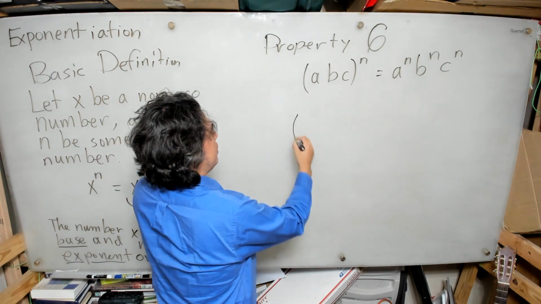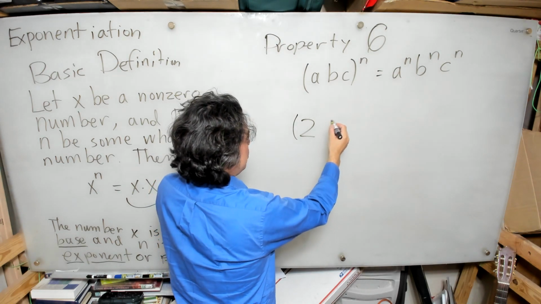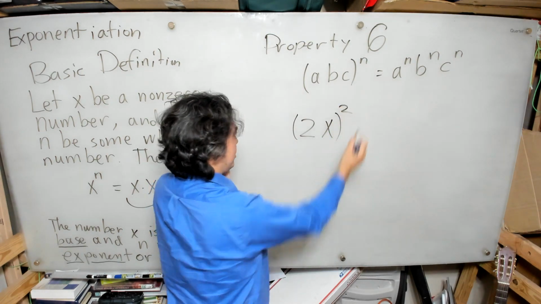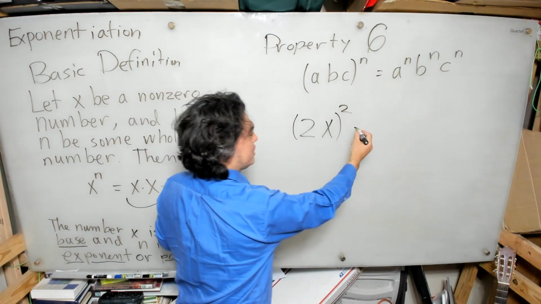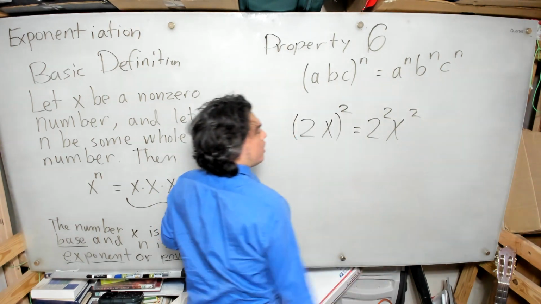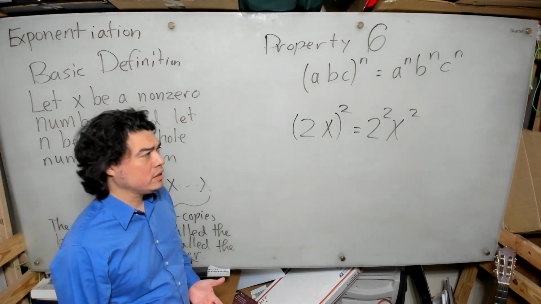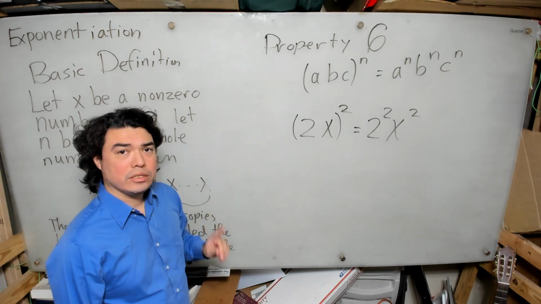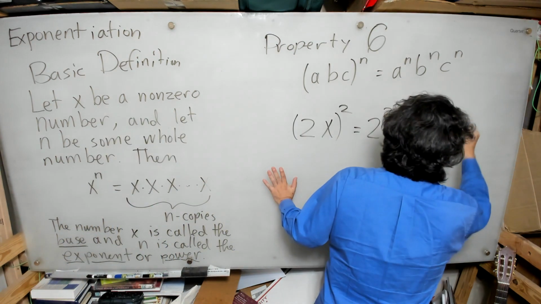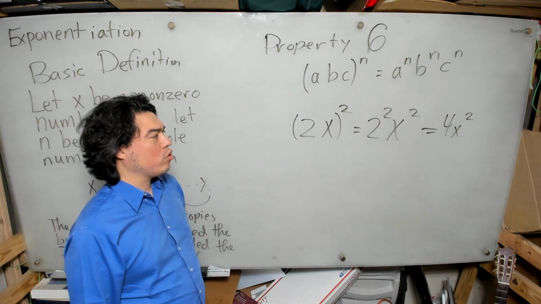Okay, but let's look at this now. So let's say I had 2x, for example, and I raised it to the square power. This would be the same thing as 2 squared times x squared. Now the x squared, I can't do anything about it. I don't know what x is, but the 2 squared, I know what that is. That's 2 times 2. So it'll be 4x squared.